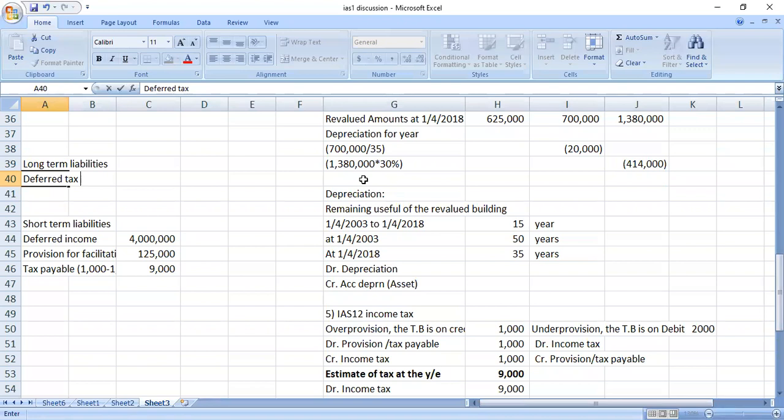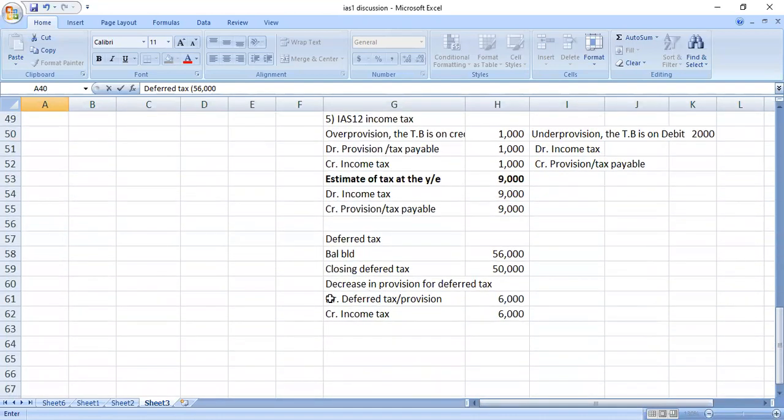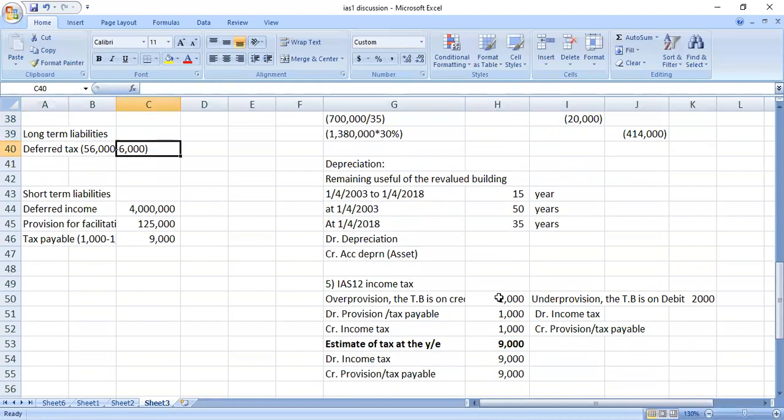Now, deferred, we said we made a debit to the provision. Remember, it had a figure in the trial balance, and that figure was 56,000. By the entries we have done, the provision was debited, and when you debit a liability, it has to reduce, hence minus 6,000. That's how we end up having the closing balance of 50,000 as the only figure under deferred.